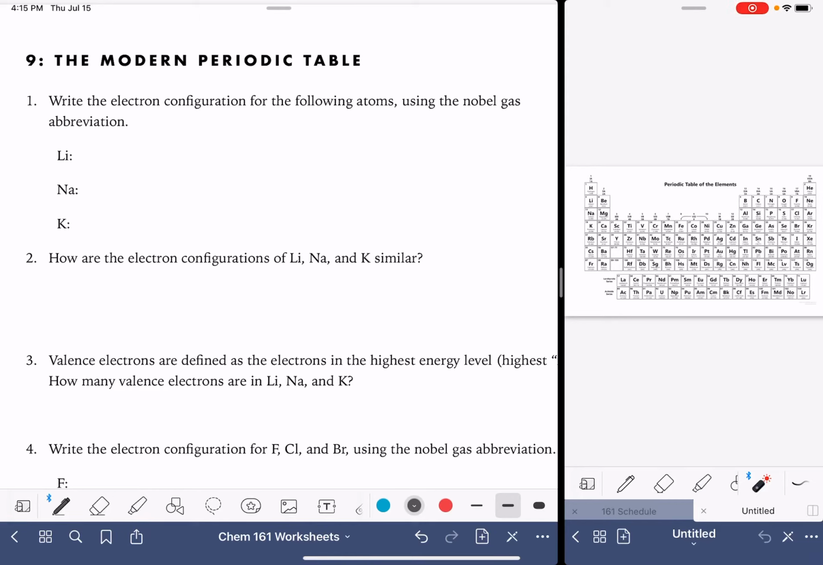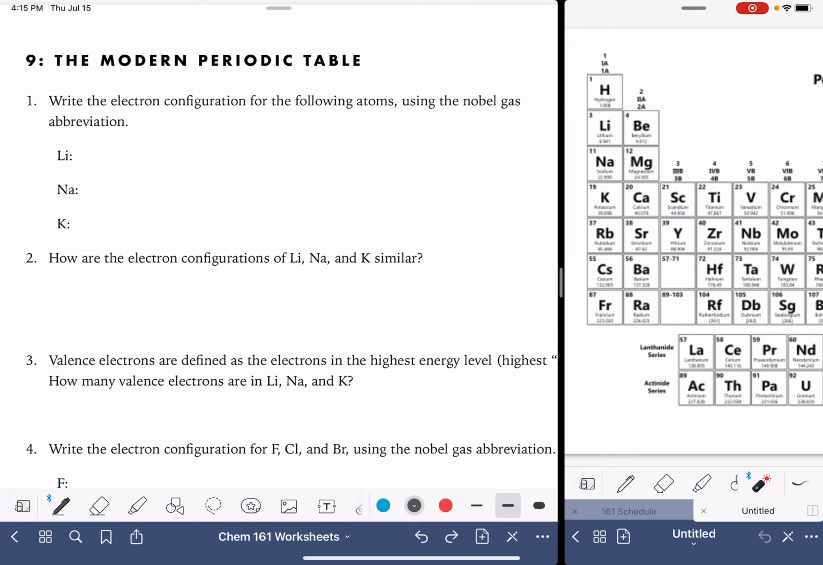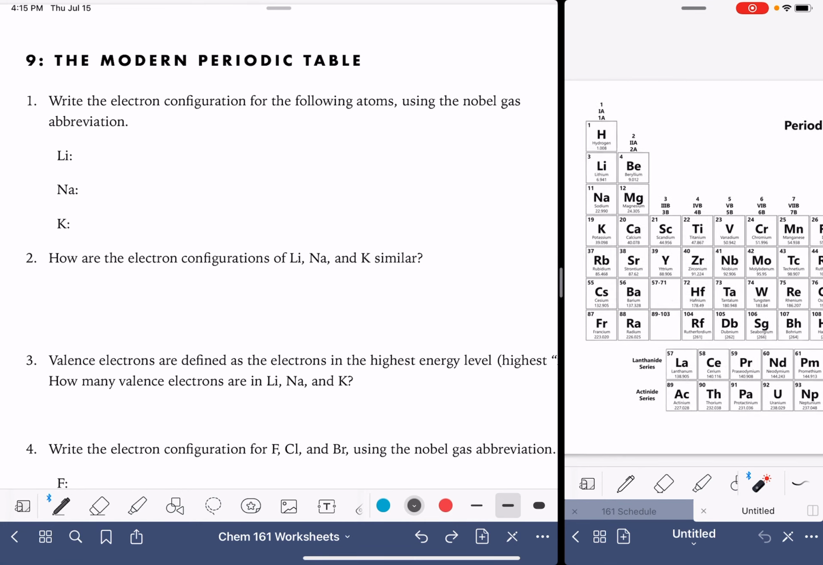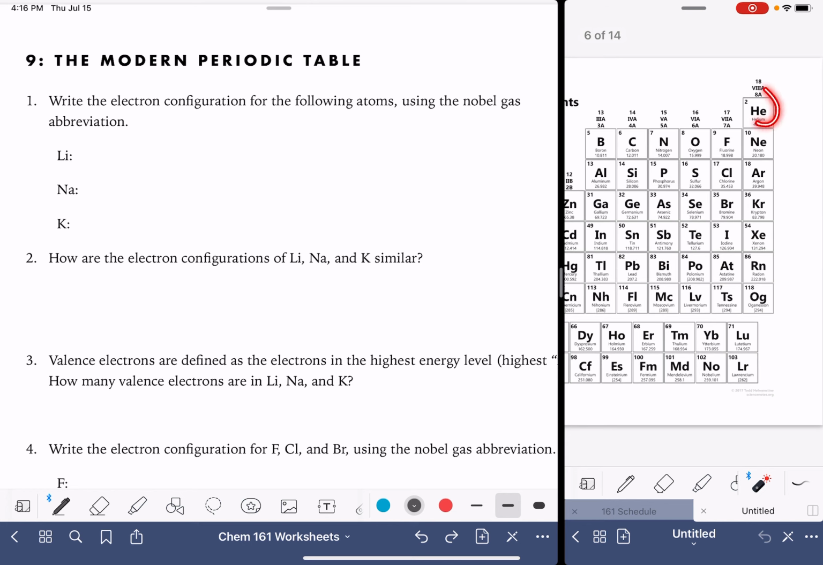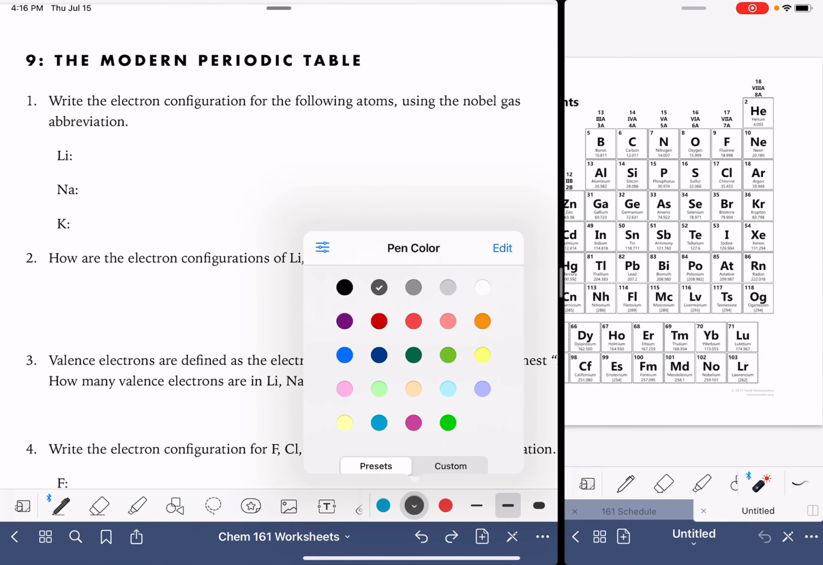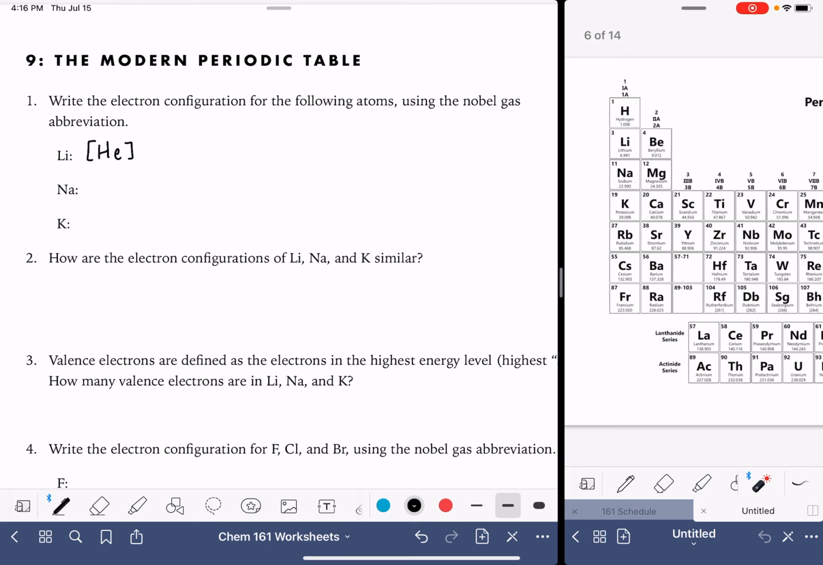This worksheet has us starting out by writing electron configurations for 3 different elements using the noble gas abbreviations. So let's take a look at the periodic table. We're going to be writing the electron configurations of lithium and sodium and potassium. To use the noble gas abbreviation, we're going to go to the noble gas on the periodic table immediately prior to lithium. That noble gas is helium. And we'll write the symbol for the noble gas in square brackets. And then after helium, we're just going to continue with the electron configuration.